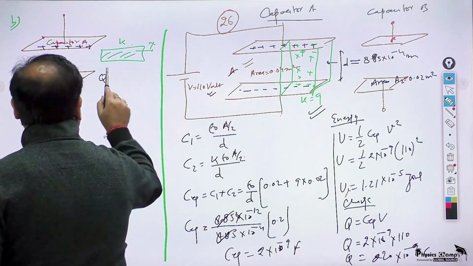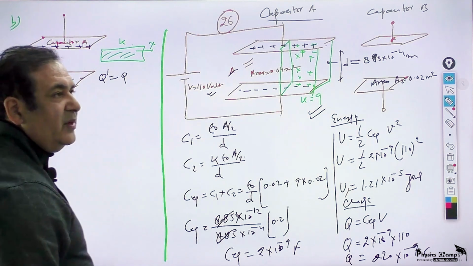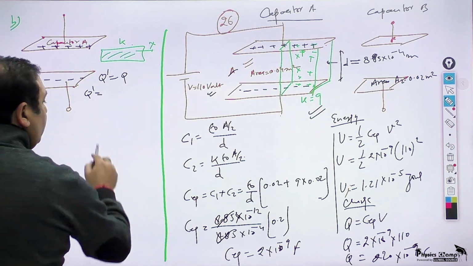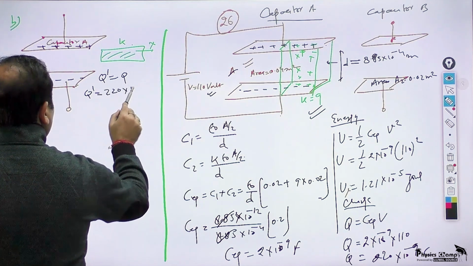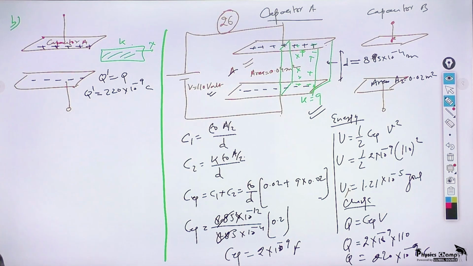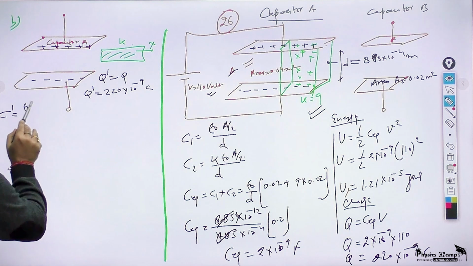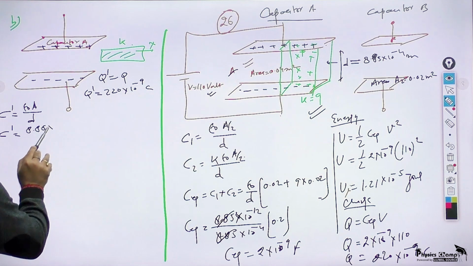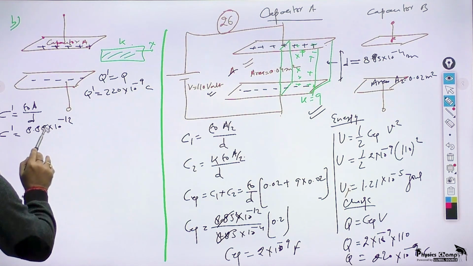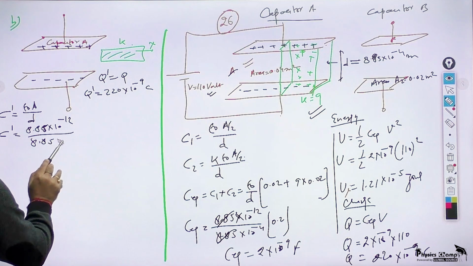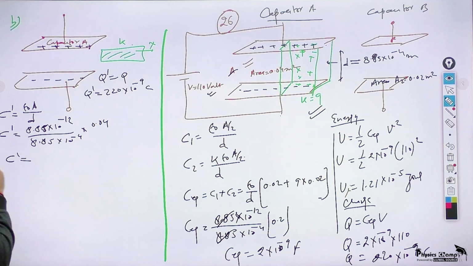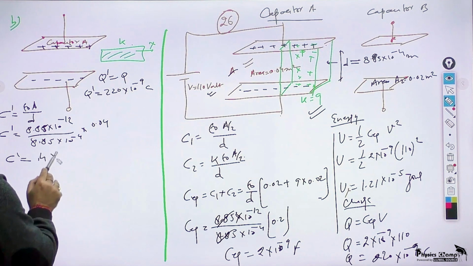One thing you can say: Q dash will be Q, because there is no way charge can go or come. So Q dash will remain the same, that is 220 into 10 to the power minus 9 coulomb. Charge will remain intact, but its capacity will change. It will be epsilon naught A by D now. So its capacity will be 8.85 10 to the power minus 12 divided by 8.85 10 to the power minus 4 into 0.04. So its capacitance will be finally 4 into 10 to the power minus 10 farad.